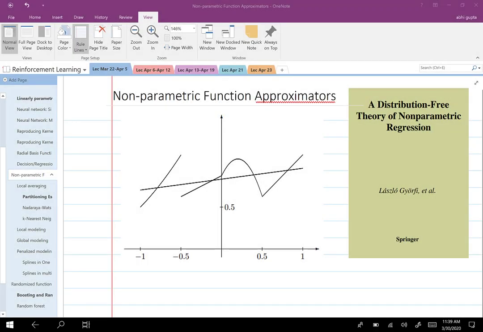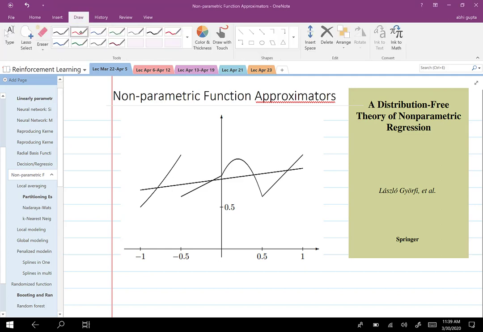Okay, welcome back. Today we are going to talk about non-parametric function approximators. One of the reasons why it's called non-parametric is because in order to approximate the function, you don't need to make any assumption about the distribution of the underlying random variables xi and zi. So the idea here, as opposed to parametric function approximators, if you recall from our previous classes, is as follows.